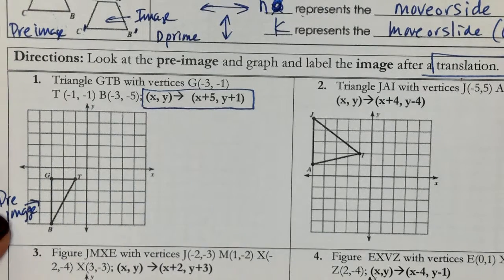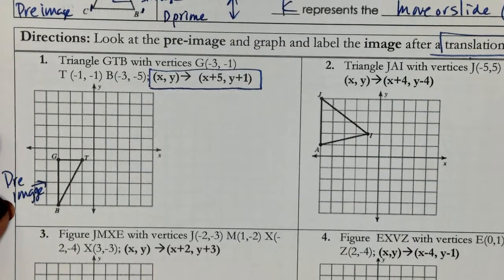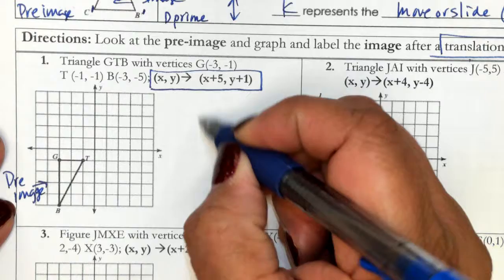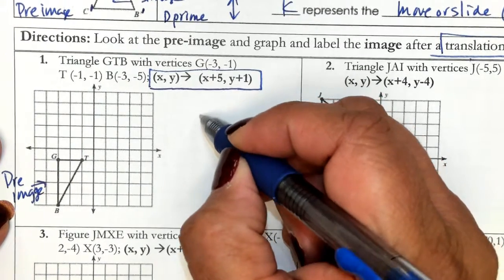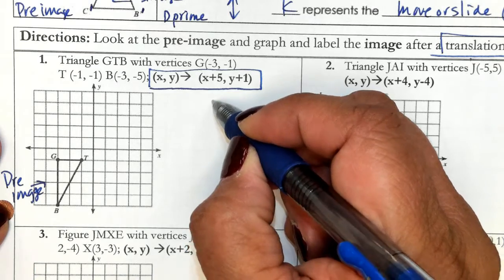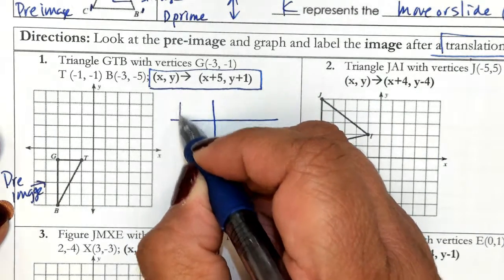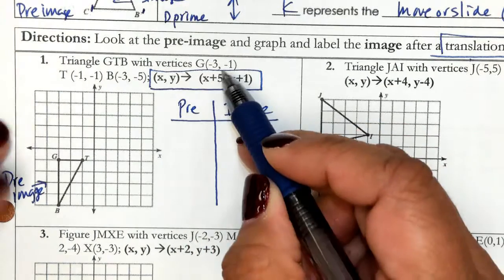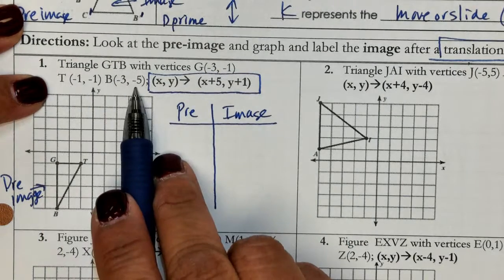We're going to show you 2 different ways you can do this for a translation. The best way is to put it in a table and do a little algebra. So I'm going to put a T table here, and this is going to be the pre-image, and this is going to be the image. The pre-image is already given to you. Did you notice that you had G, T, B written here?